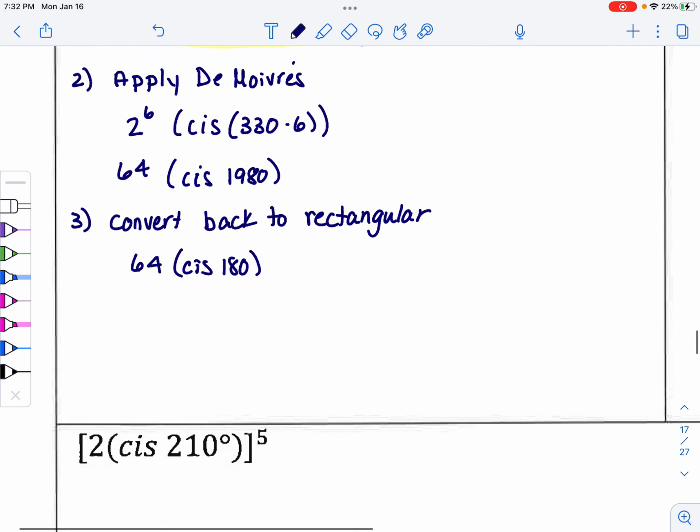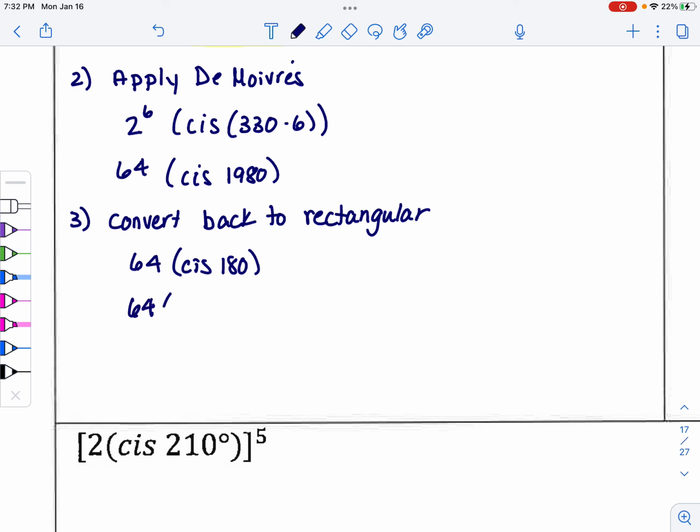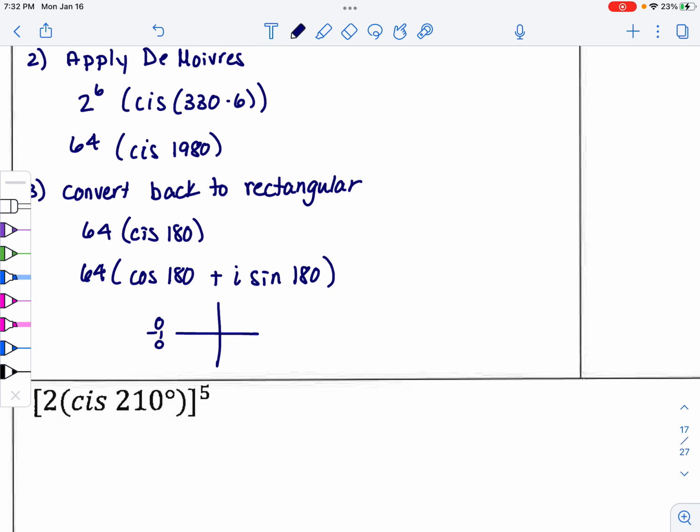Now, I love that 180. That tells me this is really 64 times the cosine of 180 plus I times the sine of 180. And I know these values. I have my quadrantals. So I'm going to go ahead and I'm going to evaluate the cosine of 180. So this is going to become 64 times the cosine of 180 is -1 plus I times the sine of 180. Sine of 180 is 0. Once I distribute that 64 into both, this is going to end up at -64. And that, my friends, is your final rectangular answer.